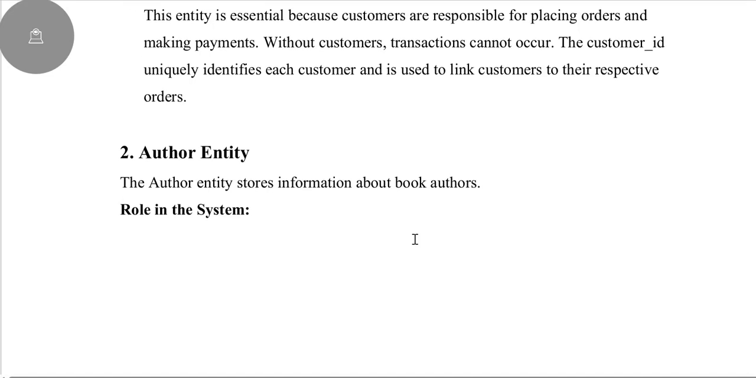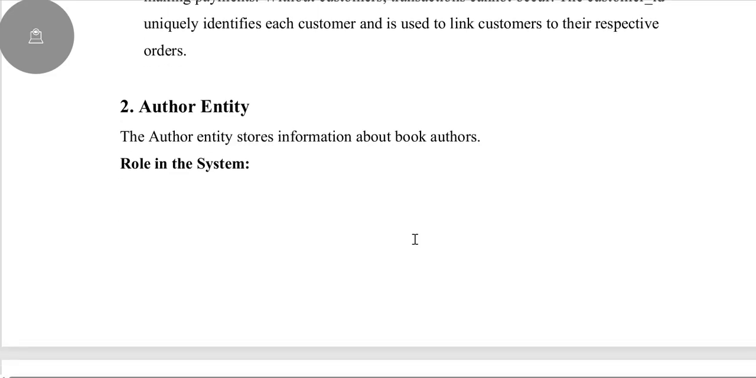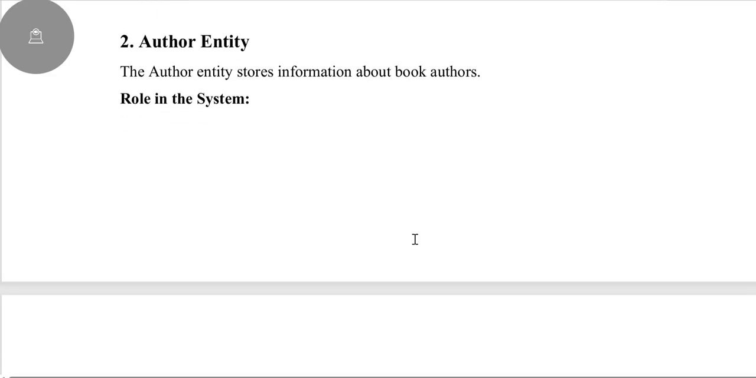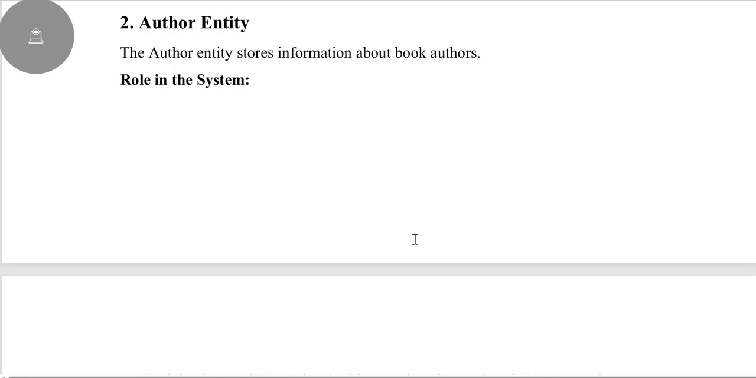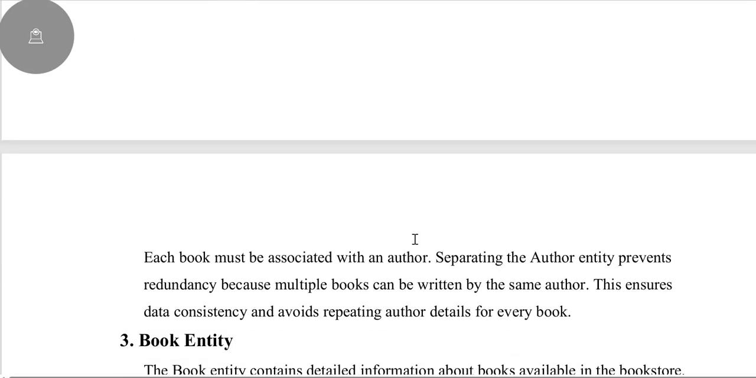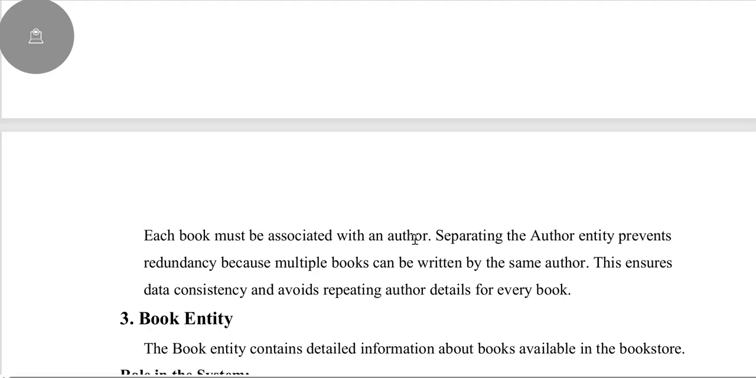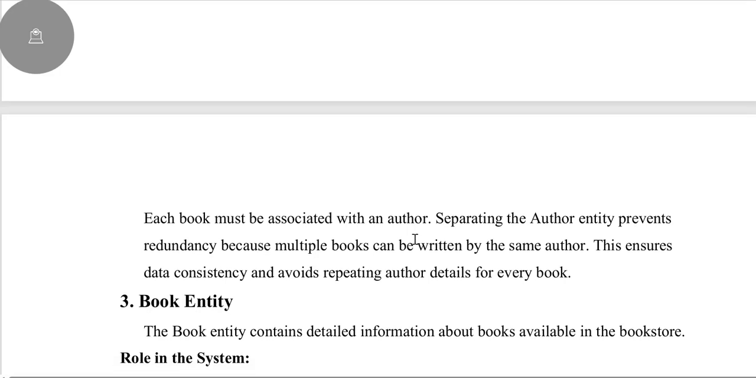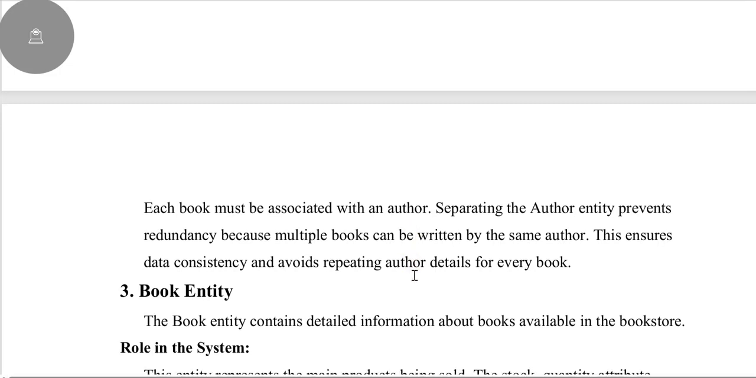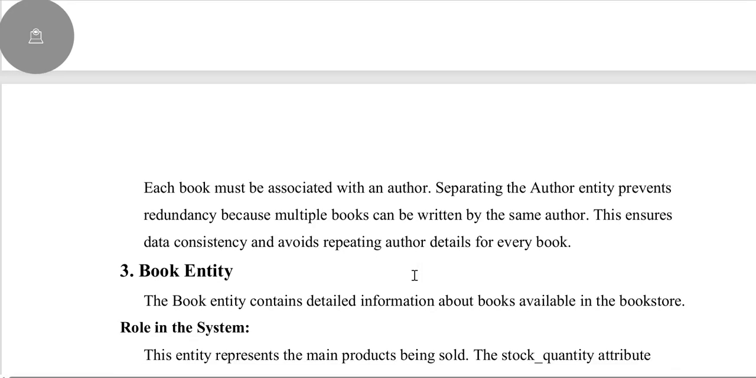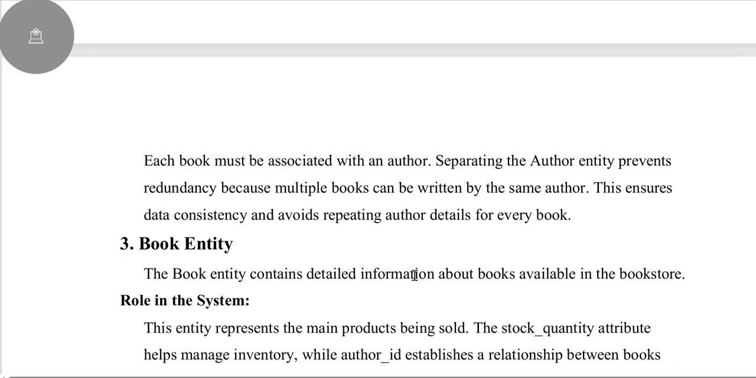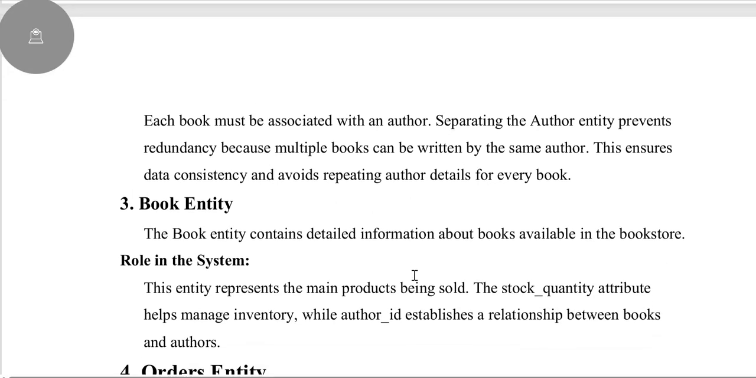The second entity is called the author entity. The author entity stores information about book authors. The role of this author entity in the database is that each book must be associated with an author. Separating the author entity prevents redundancy because multiple books can be written by the same author. This ensures data consistency and avoids repeating author details for every book.